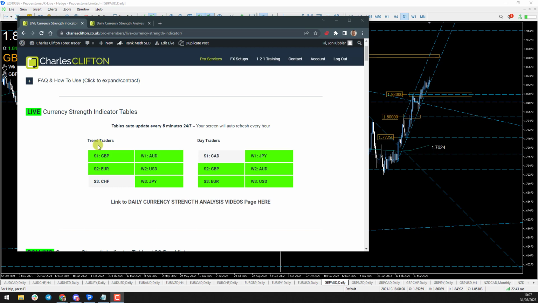Now you can see in front of us we've got the two tables. We've got the trend traders table and the day traders table. These are the same studies, just highlighting to us the different time frames. These tables auto update every 5 minutes, 24/7, so our members can see how the market stands right now in real time.